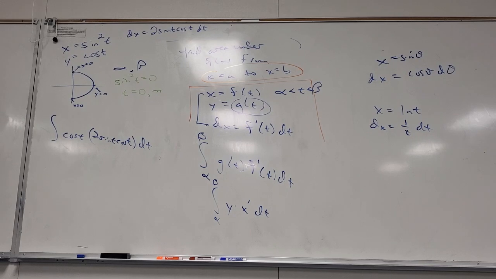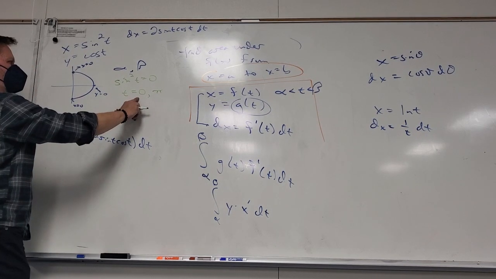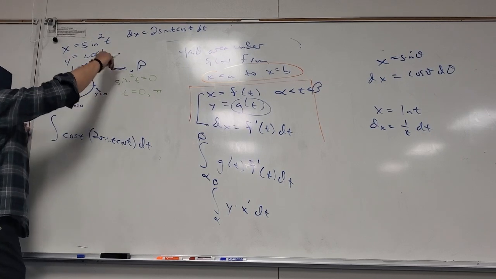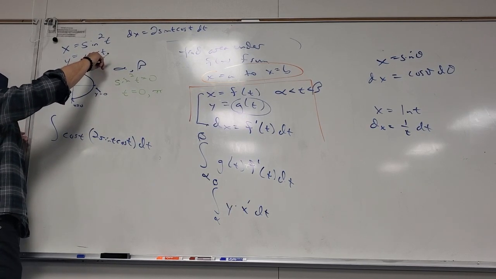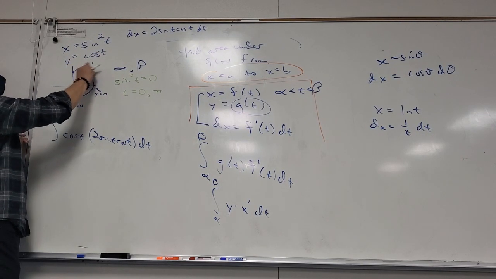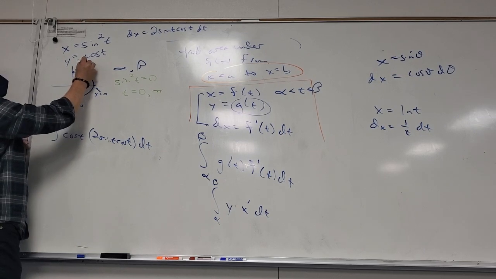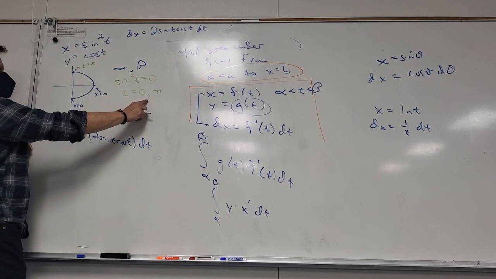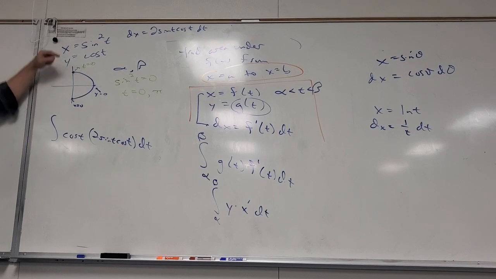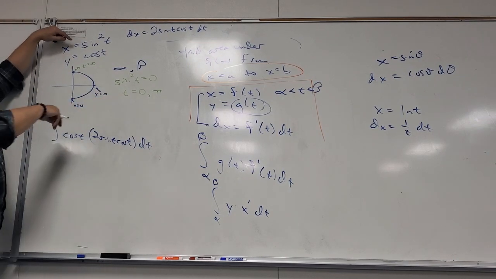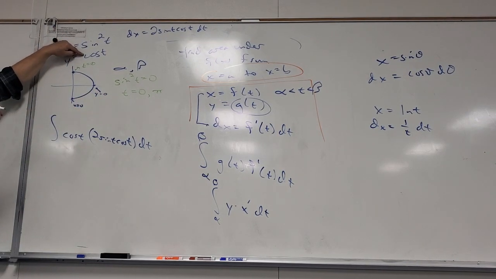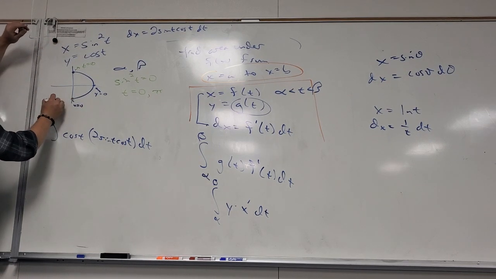You guys with me? So now, real quick. If t is 0, what's y? 1. So this looks to be t equals 0. Is everybody with me? If t is 0, x is 0. If t is 0, y is 1. So that looks to be when t is 0 right there, right? What about when t is pi? What's y? So that looks to be t equal pi.